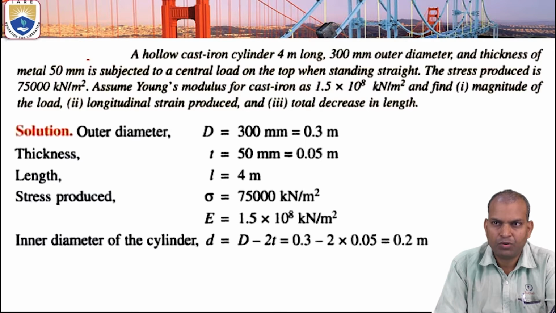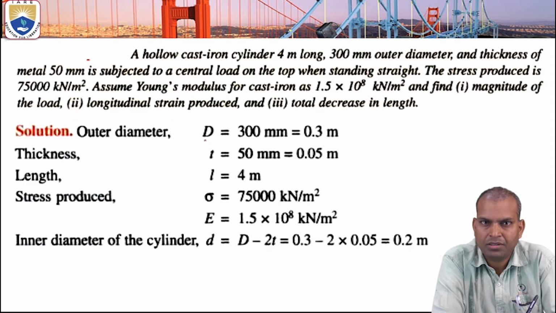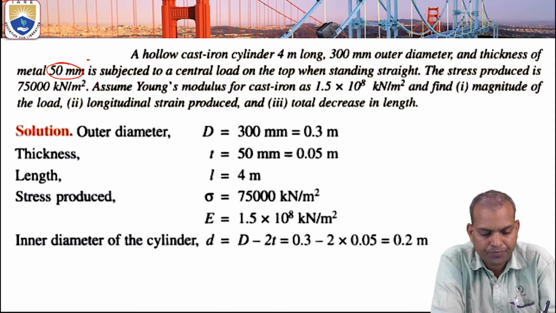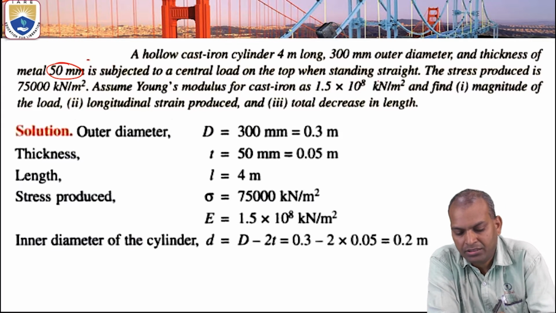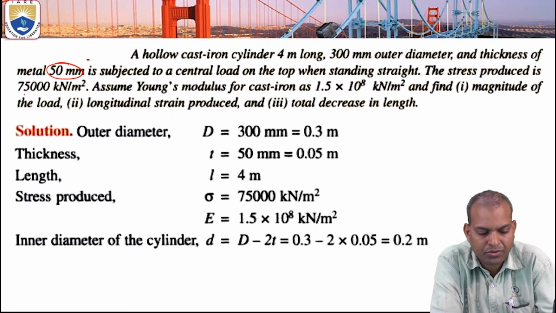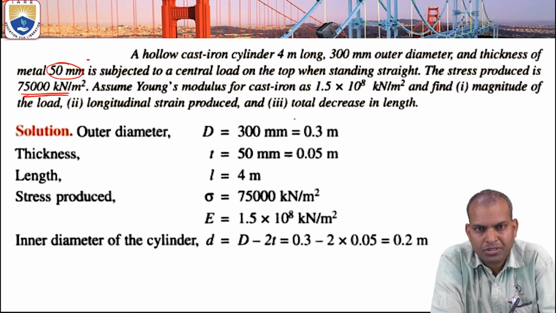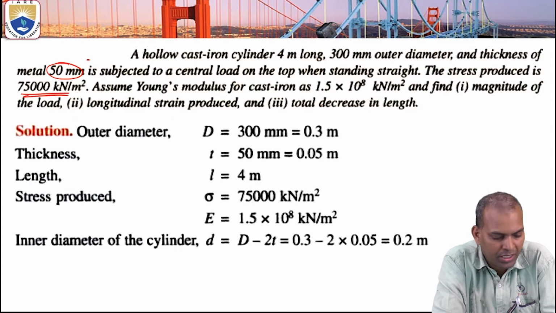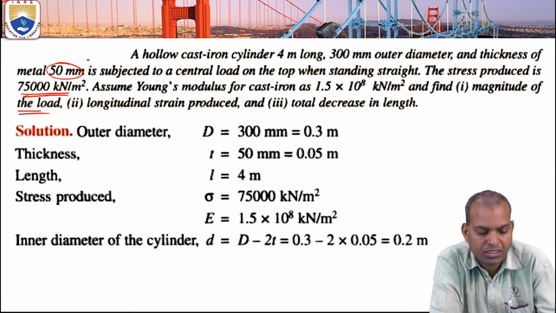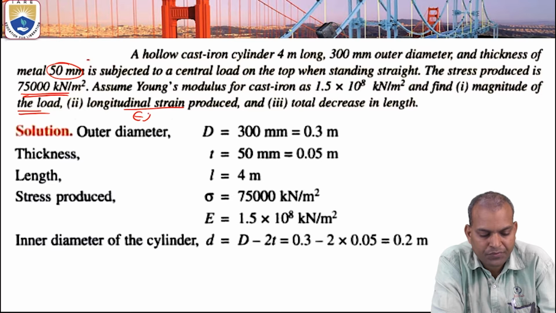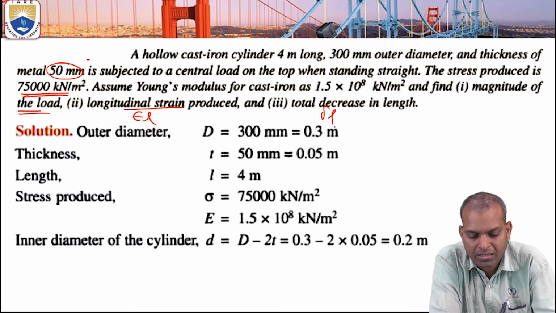The next model is related to a hollow cast iron cylinder, that is 4 meters long and 300 millimeters outer diameter, and the thickness of metal is 50 millimeters. It is subjected to a central load on the top when standing straight. The stress produced is 75,000 kilonewton per square meter, and we assume the Young's modulus value is 1.5 times 10 power 8 kilonewton per square meter. We have to find the magnitude of the load, and also the longitudinal strain epsilon L, and total decrease in length.